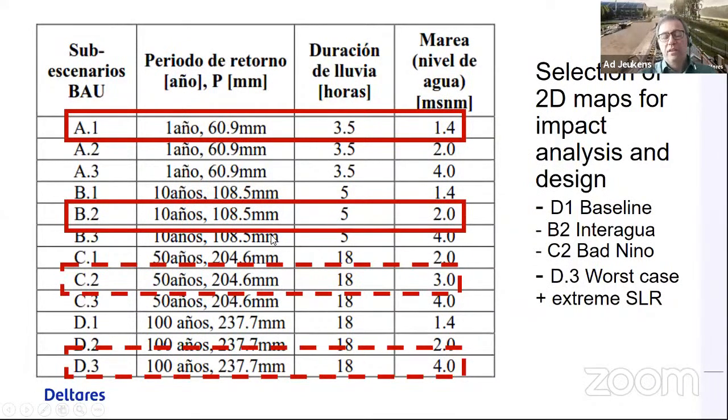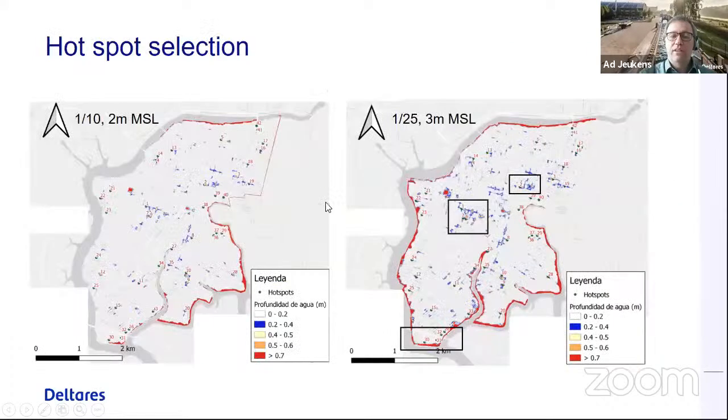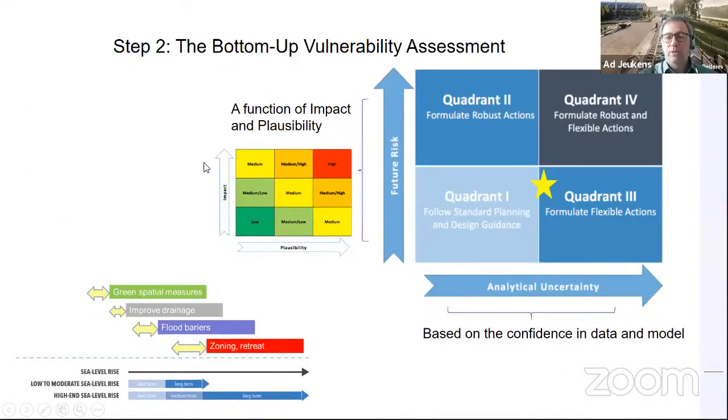And from the stress tests, we drew 4 different scenarios for designing interventions for the area, and then we looked at hotspots, which were determined by the flooding maps, but also by questionnaires that we used to make an indicator-based vulnerability analysis, for physical vulnerability, economic vulnerability, and social vulnerability. So with these 2 combinations of physical modeling and questionnaires, we identified hotspots.